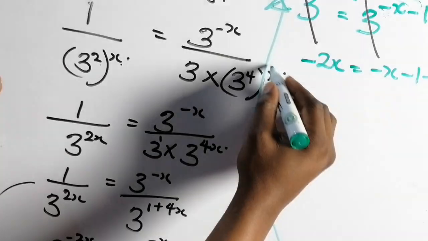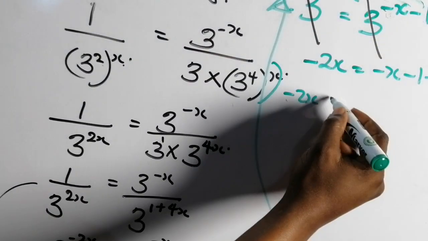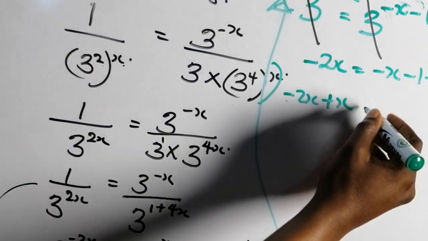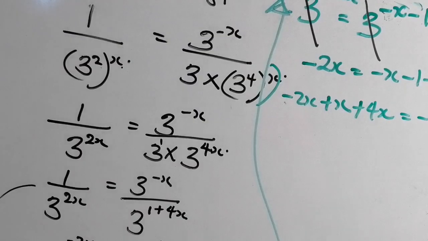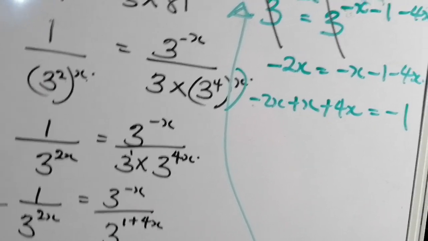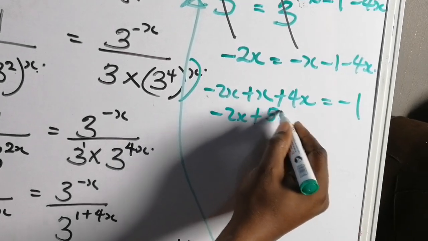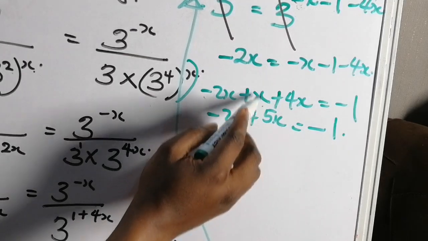So this one is the same thing as saying minus 2x. Minus x is crossing the equal sign. It will change to what? Plus x. Minus 4x is crossing the equal sign. It will change to what? Plus 4x equals minus 1. You see it now? Very, very simple. So if you look at this very well, minus 2x plus what? 5x equals minus 1. X, that is 1x plus 4x.